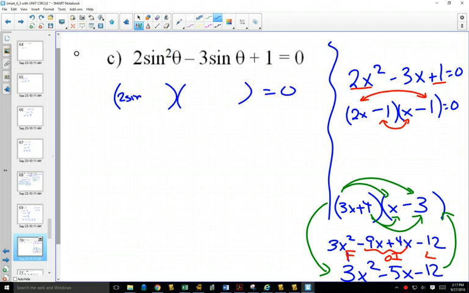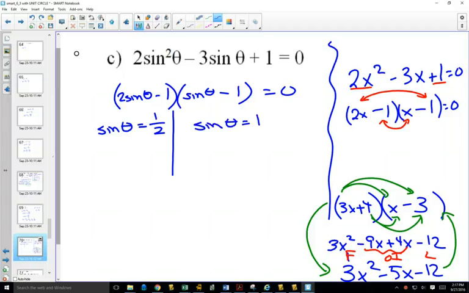I know that it's going to have to be 2 sine and sine. It's going to have to be 1 and 1, and they're both going to be negative. So if the first one's equal to 0, move the 1 over and divide by 2. Sine theta would be 1/2. If the second one's equal to 0, sine of theta would equal 1.